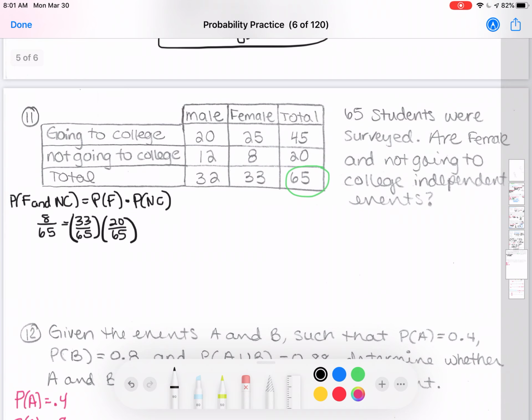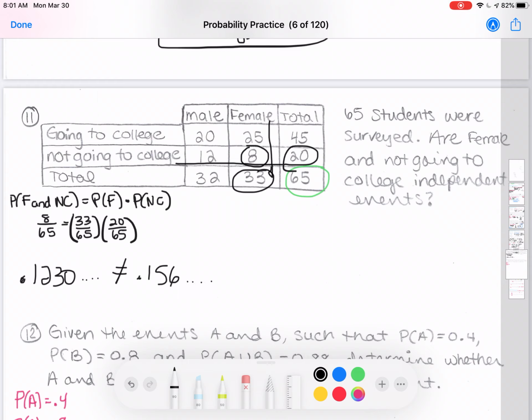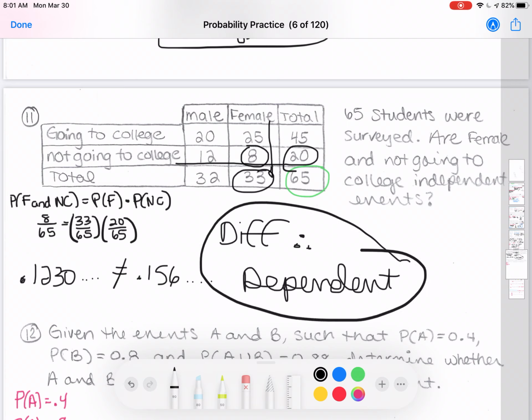Okay, so the probability of female and not going to college. So female and not going to college, just take your fingers and find it. There it is. Probability of female, just go down to the total female column. And the probability of not going to college, just go to the total not going to college. And then multiply everybody out and compare the decimals. So on the left, we get this guy. On the right, we get this one. And we can clearly see those are not equal. So those are different, therefore dependent. Okay, right from a chart.